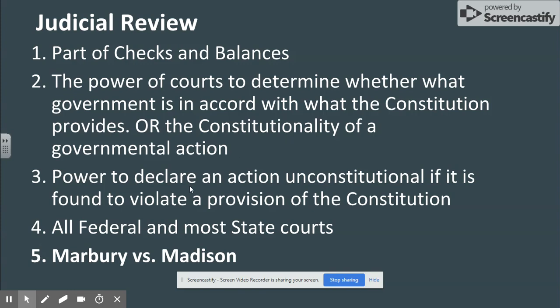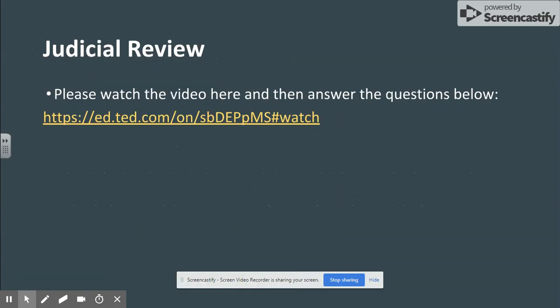Okay, the power to declare an action unconstitutional is very important in the Supreme Court. Like I said, the Supreme Court is the only one that can do it at the national level. Some Supreme Courts can in the states. In Missouri, we can. Something that's interesting is that it's not even in the Constitution. It comes from a court case called Marbury versus Madison, right?